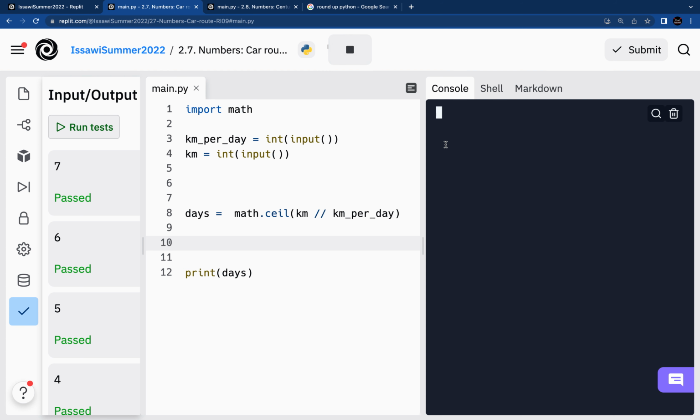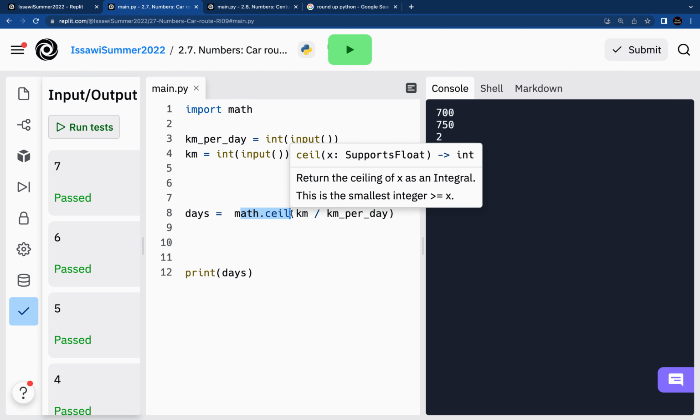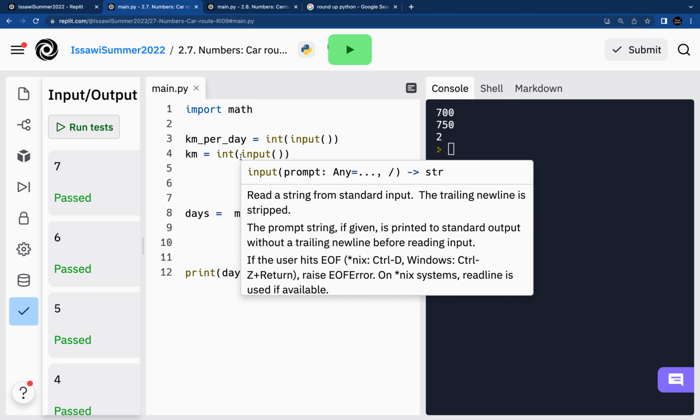If I have 700 kilometers per day, and I need 750. Oh, float division, and you round up. So I say 700 kilometers per day, 750, and I end up getting 2 days that I need because I rounded up. Okay, so that's just something extra. I'll make a note that it is extra.